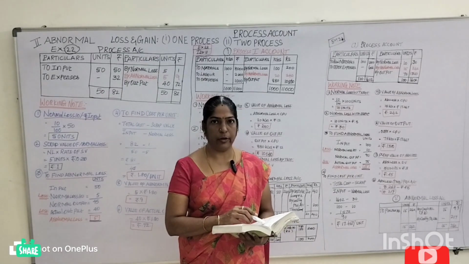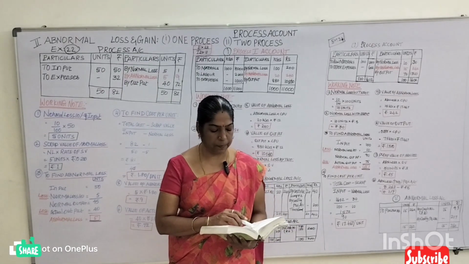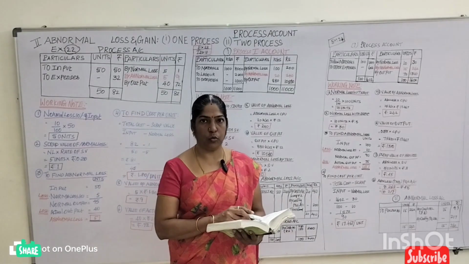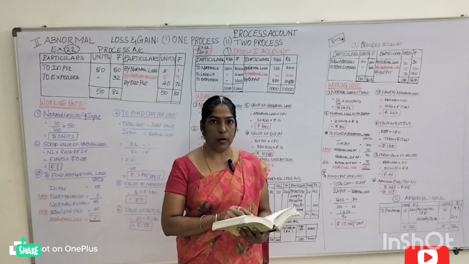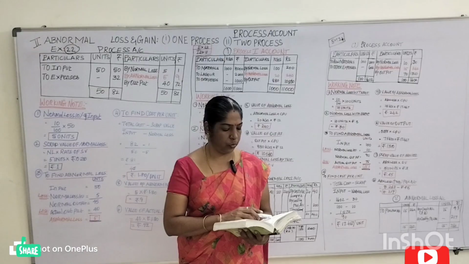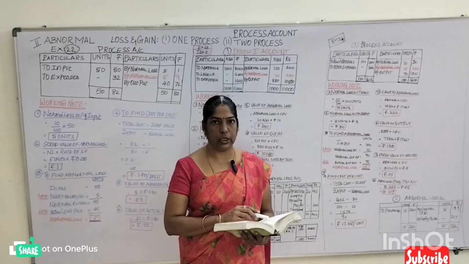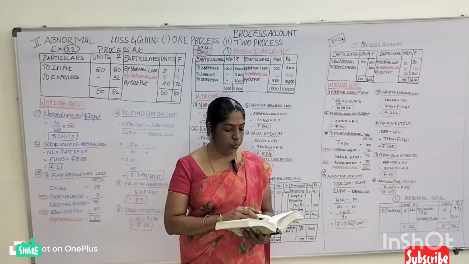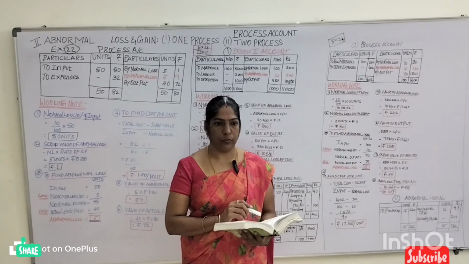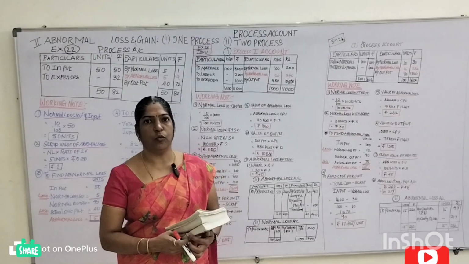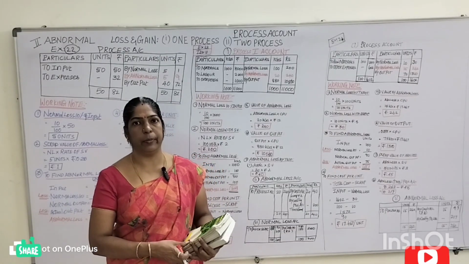The manufacturing cost is 50 rupees. Apart from that, additional expenditure is 32 rupees. The normal loss is 10% of input. The scrap value is rupees 0.20 each. The output is 40 units. Prepare the process account, that's all. Okay, so what are we going to do? We are going to prepare the process account.